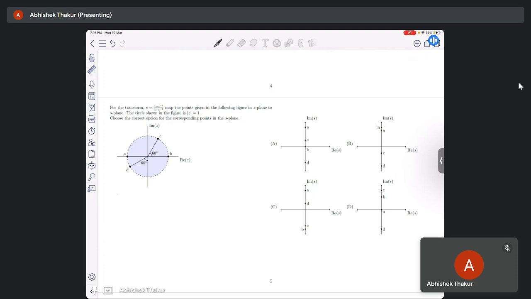So for Z is equal to e to the power of j omega, our S will become j tan omega by 2. And the transformation from analog frequency to the digital frequency is given by omega is equal to tan omega by 2.